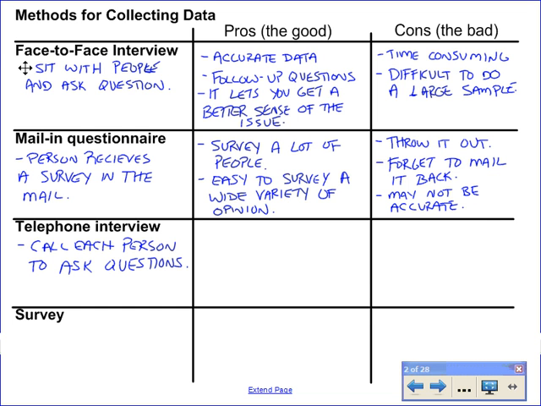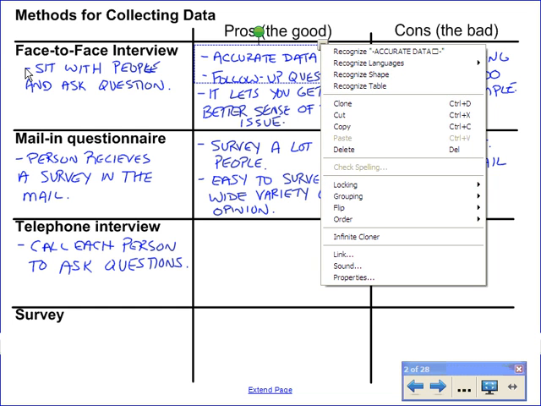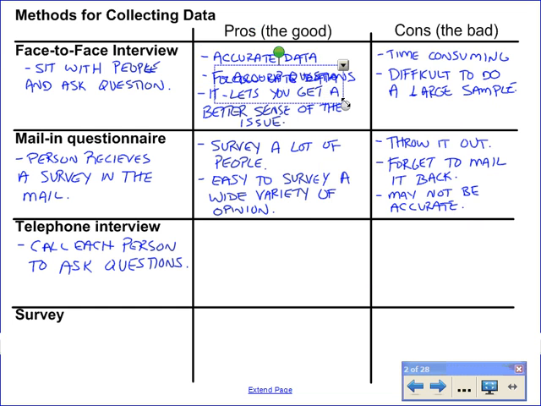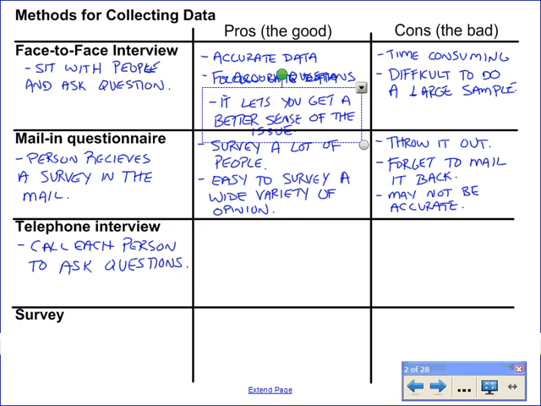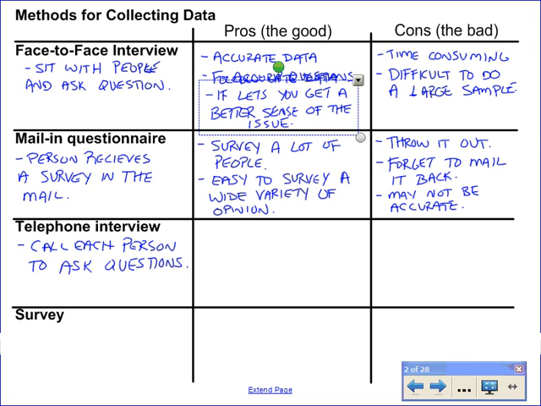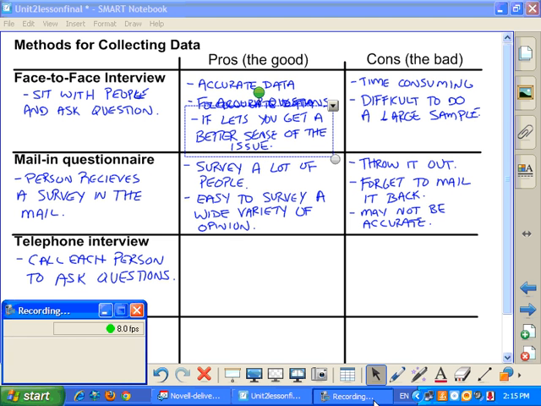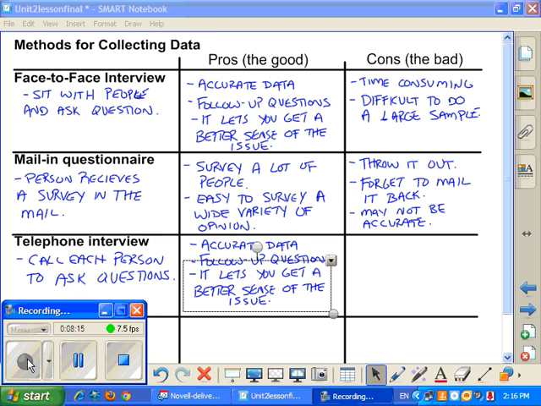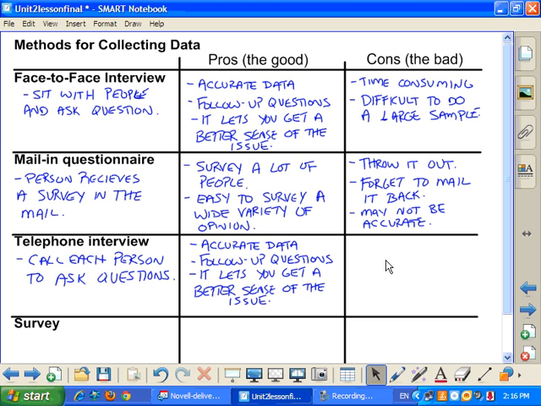So the accurate data part, see if I can clone it. Okay. Give me a sec here, and I will get that copied down. Sorry about that. So it really has very similar pros to the face-to-face interview. It's the cons that set it aside.